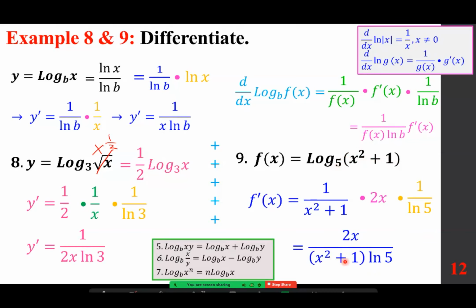The reason I put x squared plus 1 before ln 5, not after that, is because if you put it after 5, one may think it's ln of 5 times x squared plus 1. So put x squared plus 1 in front, just to be on the safe side, everybody.